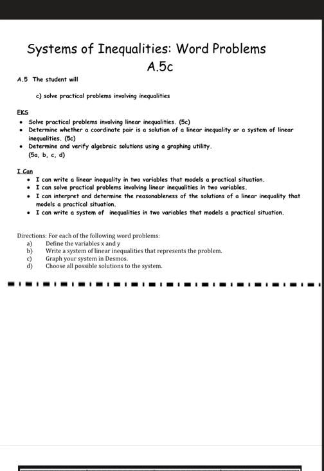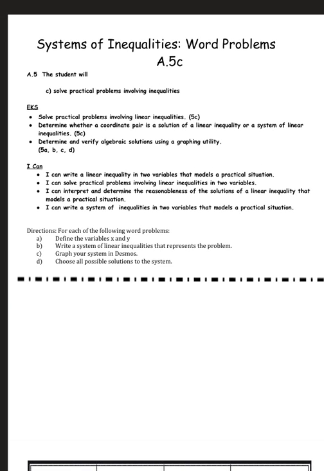So the directions for each, and what you're going to do for each part, is number one, define your variables x and y. For this particular activity or set of notes, I've already gone ahead and put the x and y, but as always, you can use whatever variable you like as long as you define your variables. The second step is to write your system of linear inequalities that represents the problem. The third is to graph your system in Desmos, and for D, choose all possible solutions to the system. Okay, so for each of these, we're going to follow those steps.